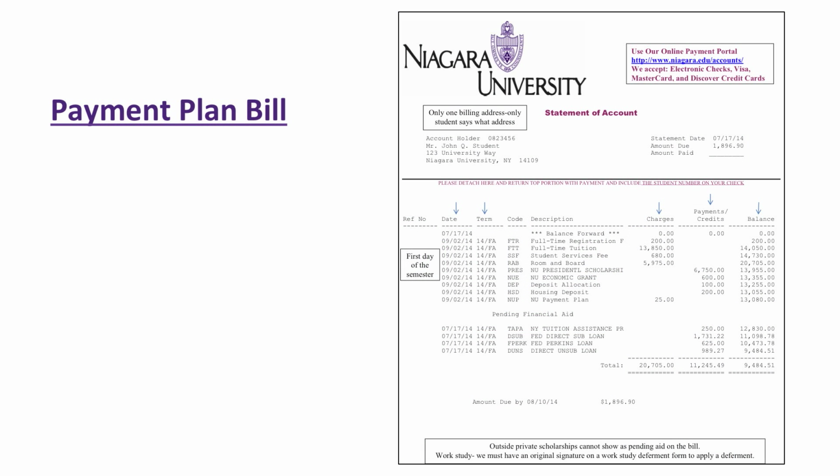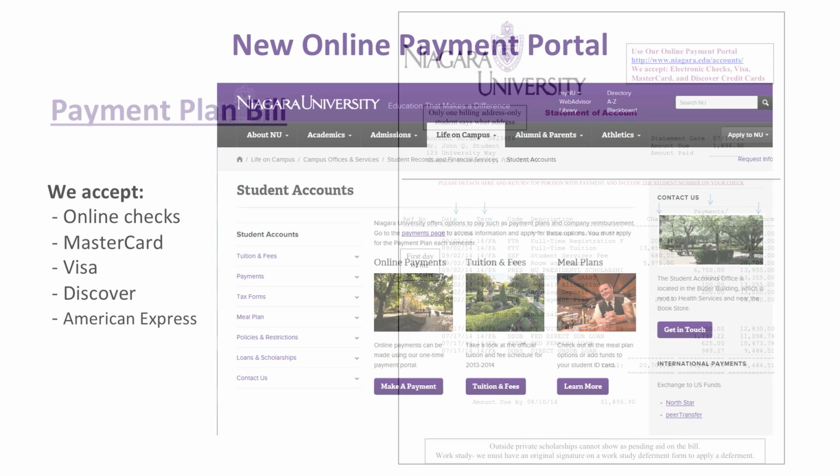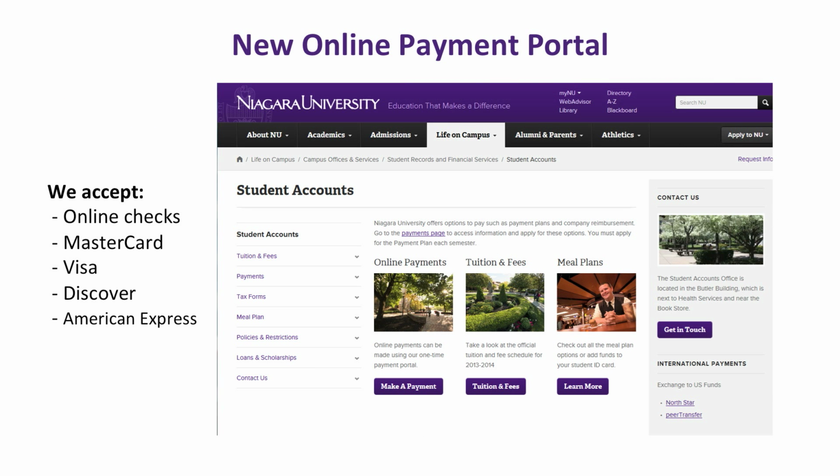This is a payment plan bill, and as I said, it's first day of the semester, so here's the $25 that it costs to join, and then I've divided that by 5. So you would get a bill every month, reminding you that it's due. And here's our online payment portal. You can go online, make a payment. We take online checks, MasterCard, Visa, Discover, American Express.